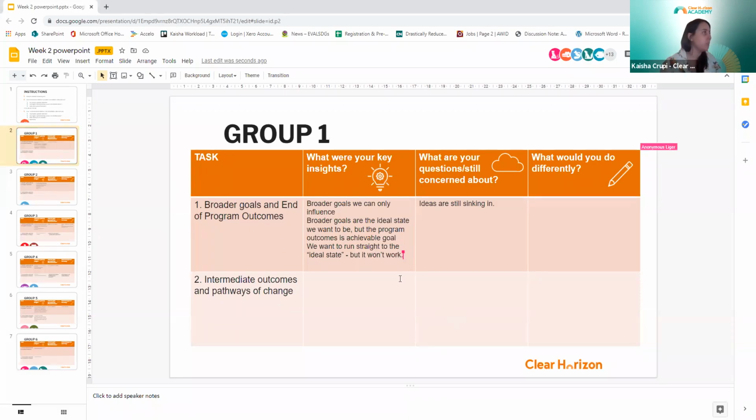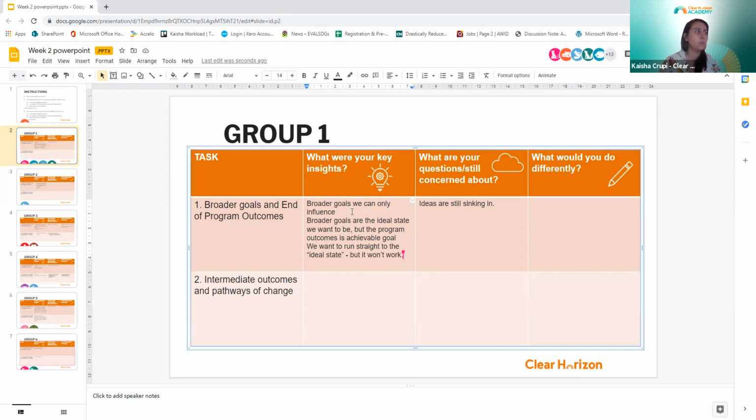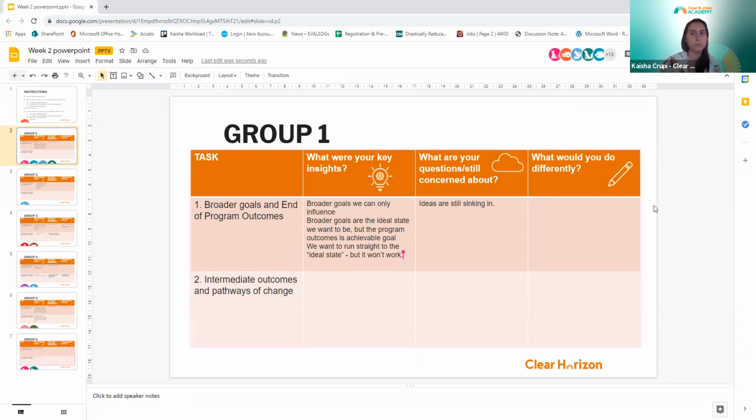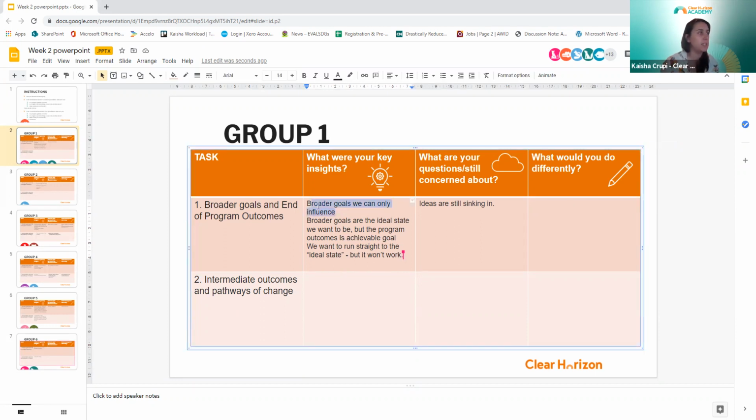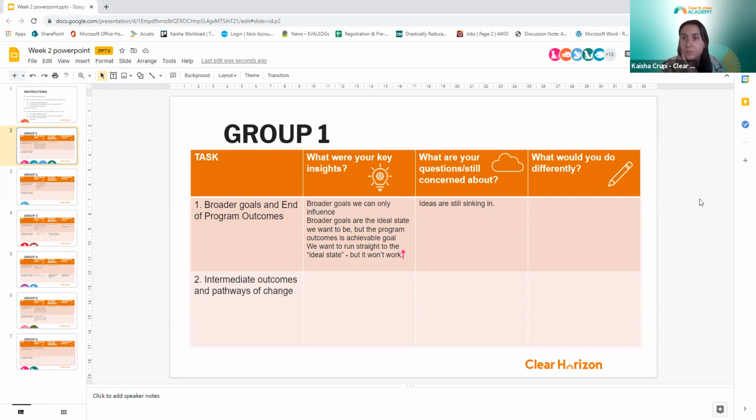Okay. So group 1 said broader goals we can only influence. That's right. Sorry, do you mean the end of program outcomes you can influence? Who wrote this statement here? Who would elaborate further?